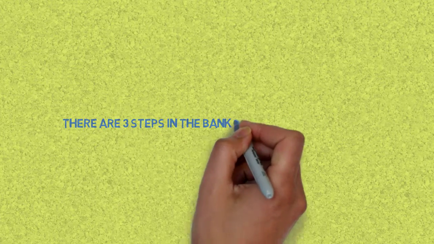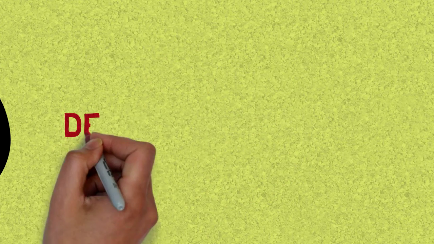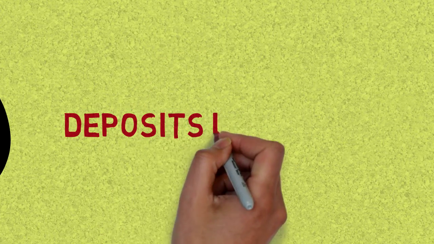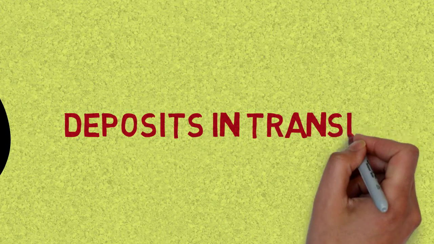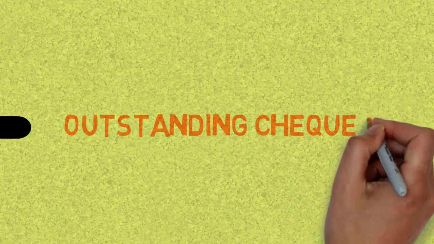There are 3 steps in the bank reconciliation process. First step, reconciling the balance per bank. This is done by adding deposits in transit, which are the deposits that have been made by the company but have yet to be cleared by the bank, and subtracting outstanding checks, which are the checks that have been made, distributed, but not yet cleared by the bank, to give a reconciling balance.